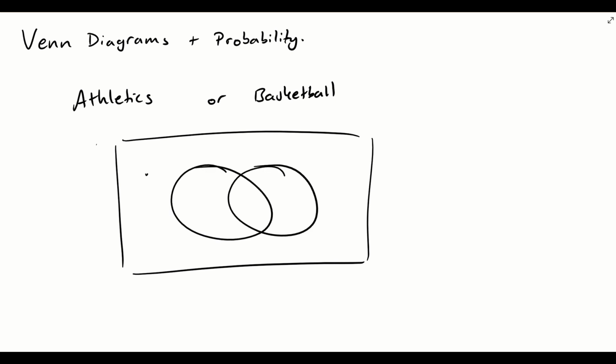The one on the left here is going to be denoted by an A for athletics, and the one on the right here, a B for basketball. Okay, and let's say that we've got 6 people in here, 9 people in here, 17 people in here, and 3 people in here. Okay, and we're going to try and find some probabilities, for example, what the probability of someone liking athletics is.